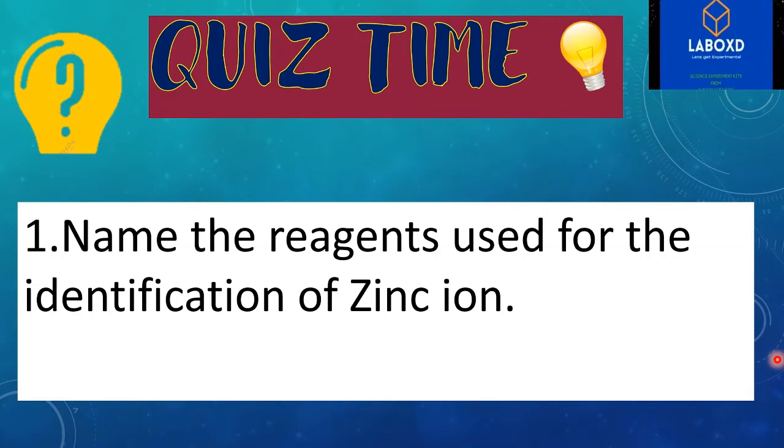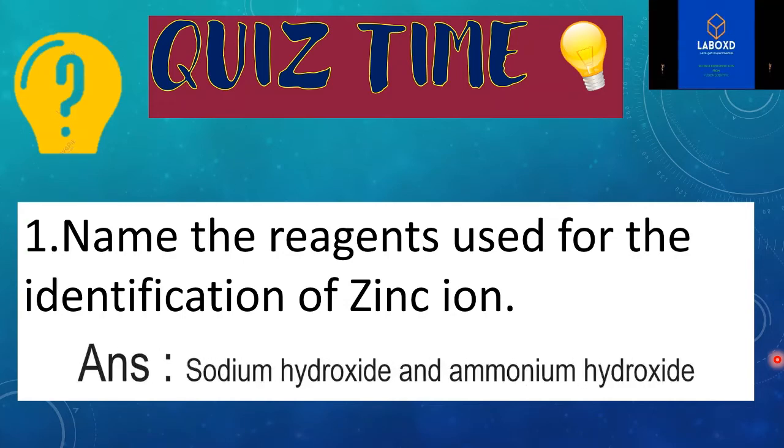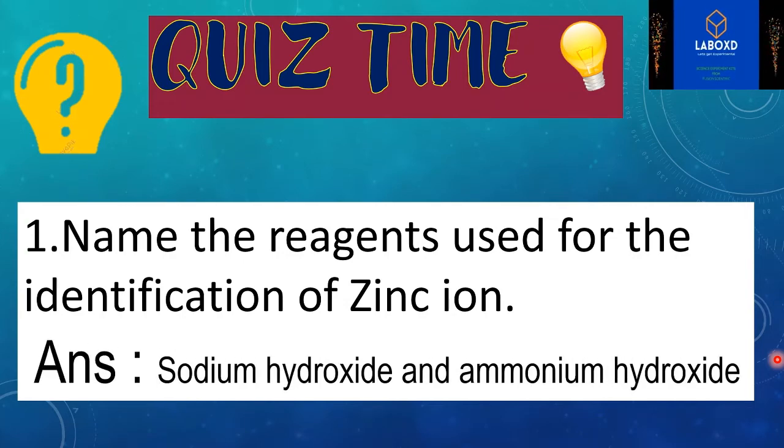Now, here is quiz time. I hope you are all ready to answer. The first question is: name the reagents used for the identification of zinc ion. Did you guess the answer? It is sodium hydroxide and ammonium hydroxide.